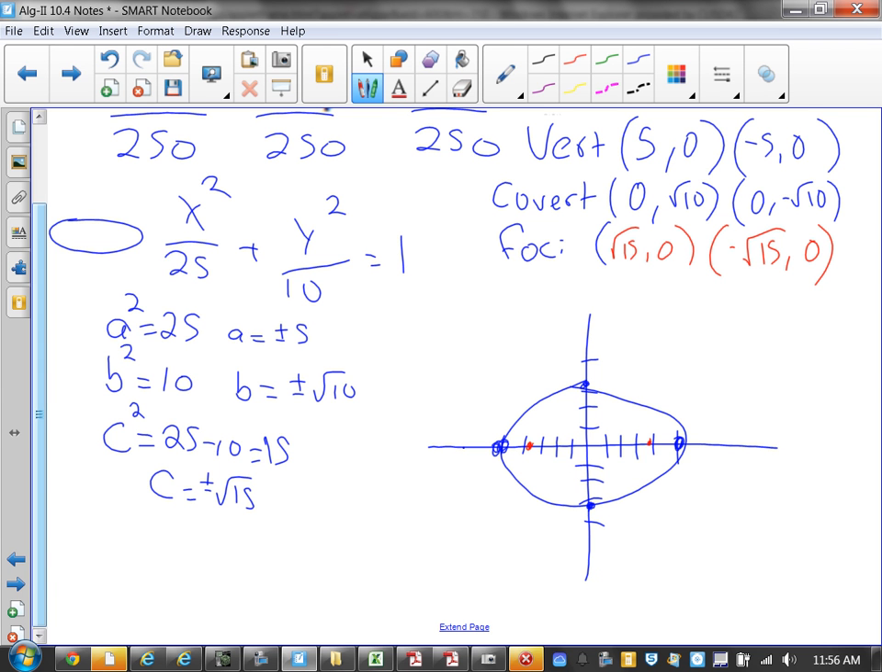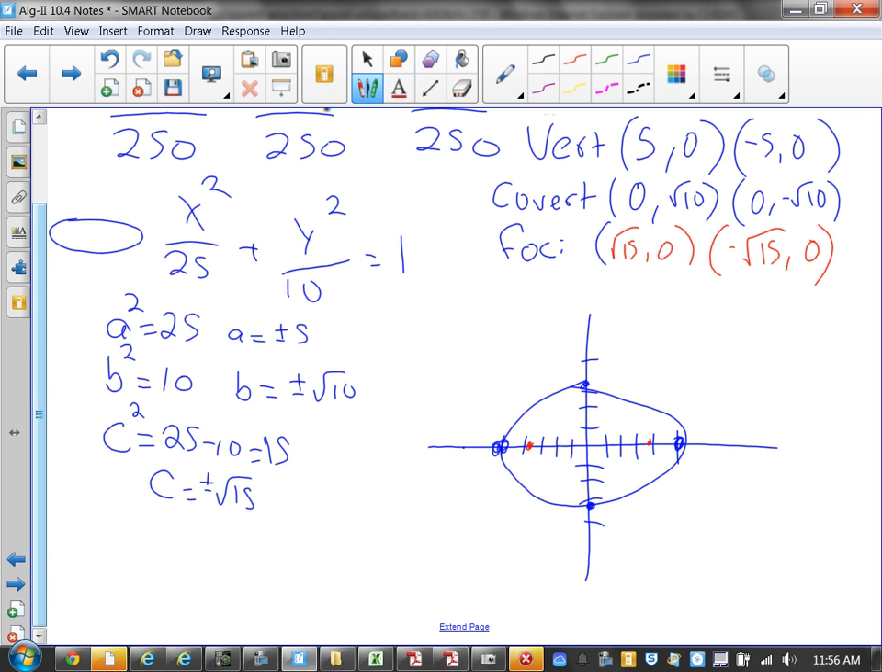When we do the hyperbolas next week, that's when your foci is outside. Your vertices still look at it, but it's just going in the direction. Okay? So we'll get through those as well.